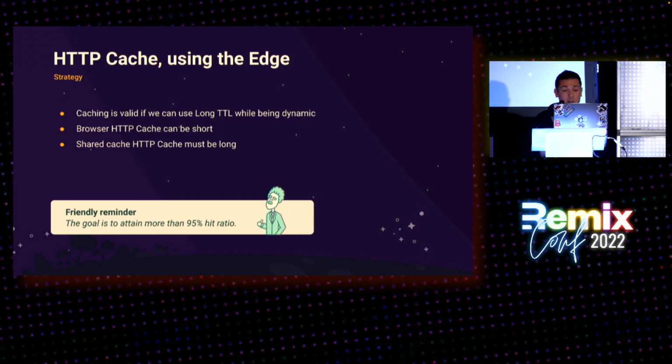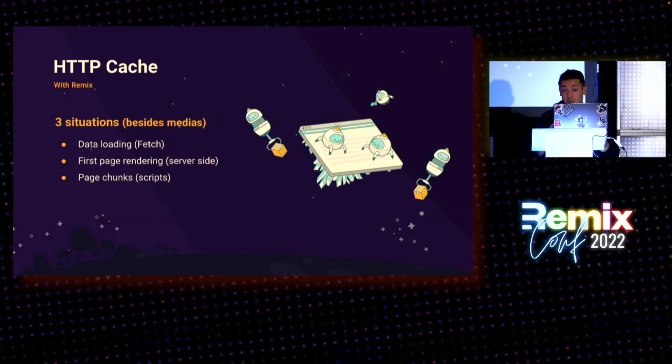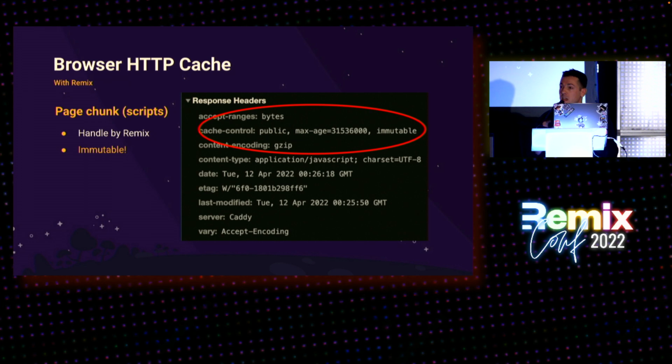For that, we're going to use reverse proxies, or CDN, and we are also going to use browser cache, of course. But on the browser side, because you cannot purge the browser, we're going to use short TTL. So it's short TTL in the browser, long TTL in the reverse proxy on the edge, kind of. So with Remix, we have three situations when it comes to cache. We have the data loading, we have the first page rendering, and the page chunks. I'm going to review that quickly, and then we're going to see it in action in the demo app.